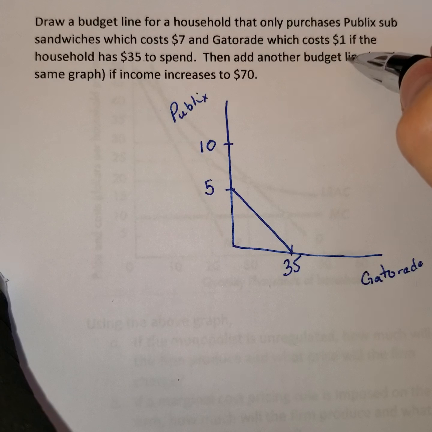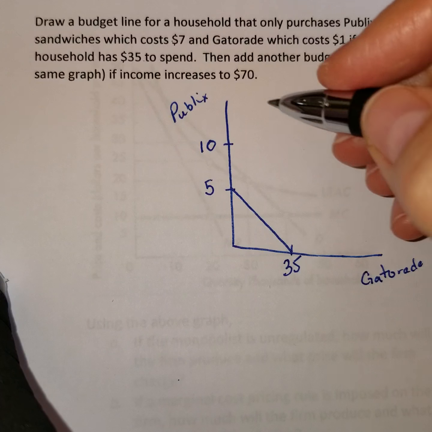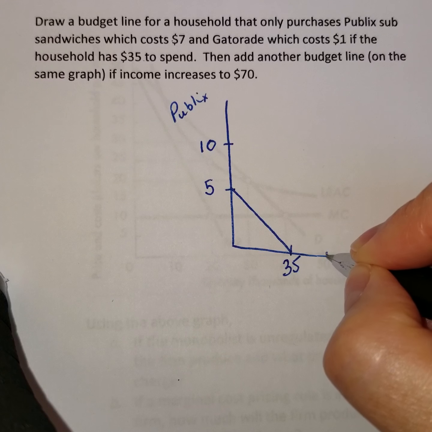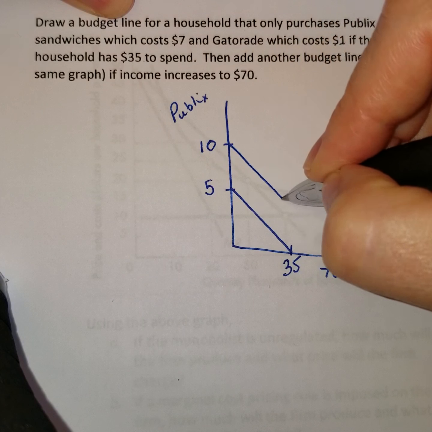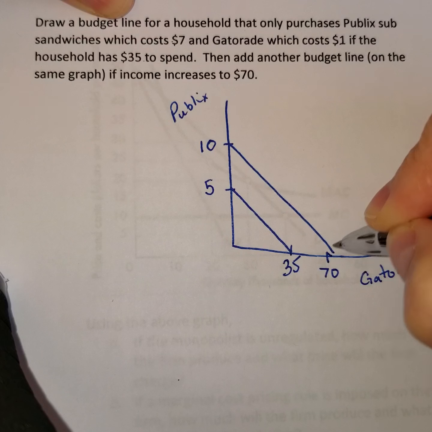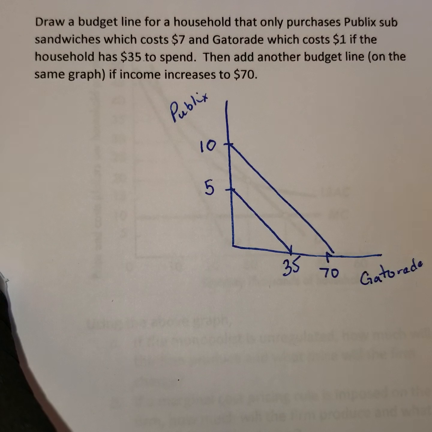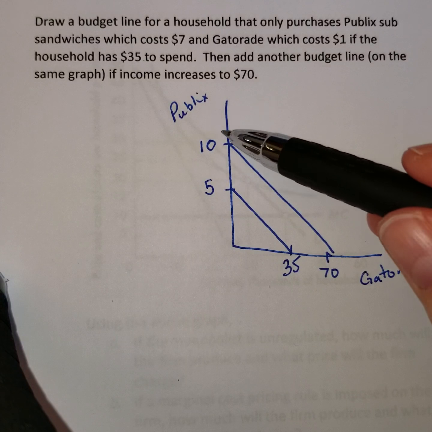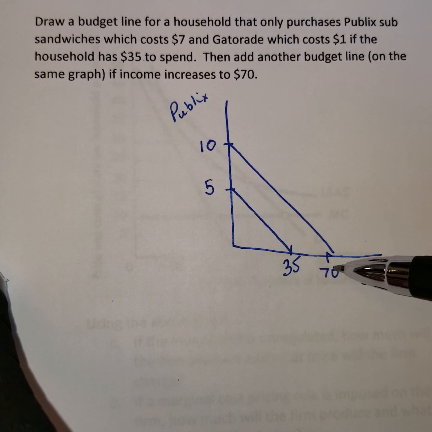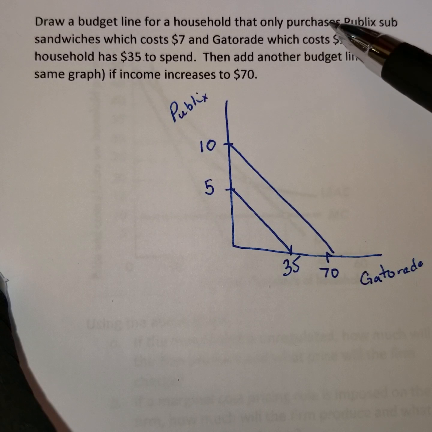And then for Gatorade, if I have $70 and each Gatorade costs $1, I can afford 70 Gatorade. So that's going to be my real income in terms of Gatorade. So if I connect those dots, well, I didn't draw that very well, but you get the idea. Then I have my new budget line. Okay, so these numbers on the intercepts for the graph have to be the real income.